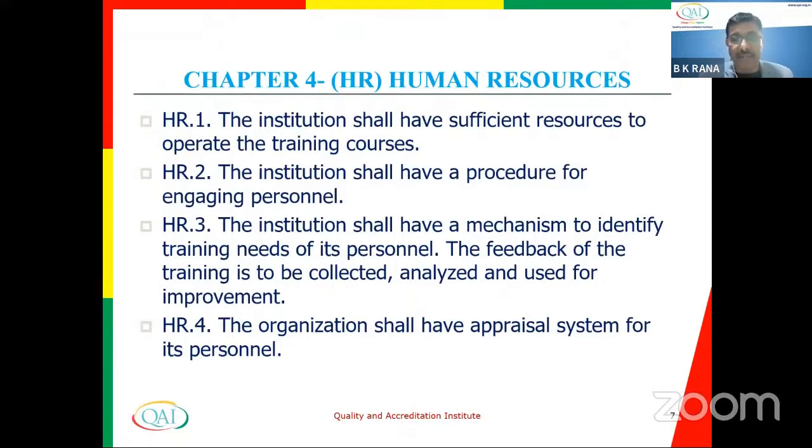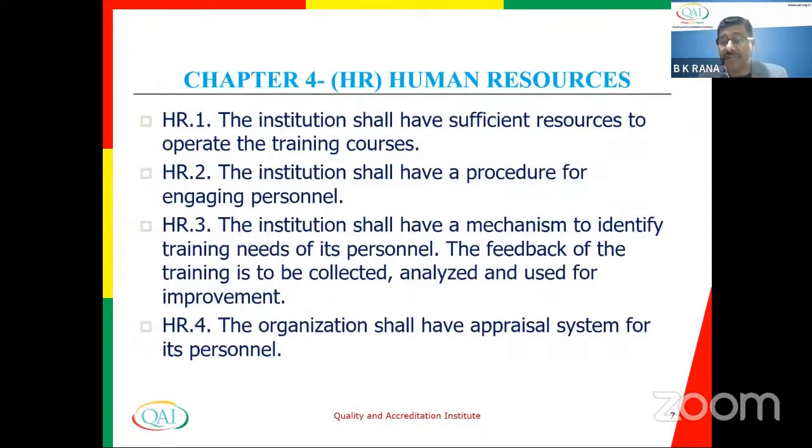The institution shall have a mechanism to identify training needs of its personnel. So if people are working with you, then they would definitely need to meet certain requirements in terms of competence, skills, whatever. And according to that, is there any training needed? So it's about training need assessment, training need identification of people working in your organization. And once you identified, provide those training, make arrangements to get them trained on that. The feedback of the training is to be collected, analyzed, and used for improvement. So any feedback you get from those trainings, you should collect and then use that analysis for the improvement.